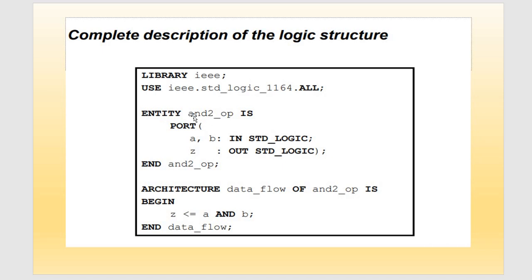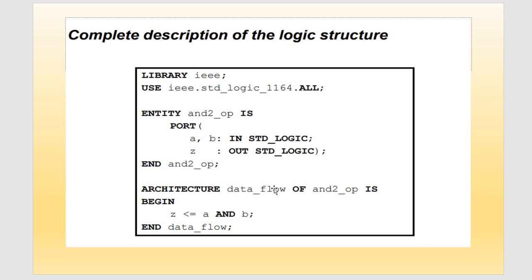Say for example, I have given the name here and2 op, then port for my AND gate program. Suppose I want to write a two input AND gate, A comma B is the input. So in is a mode, std_logic, standard logic, and Z is out std_logic. So here we have this std_logic. By the end of this session, you will come to know what you mean by std_logic and what are the options available. Then there is architecture.